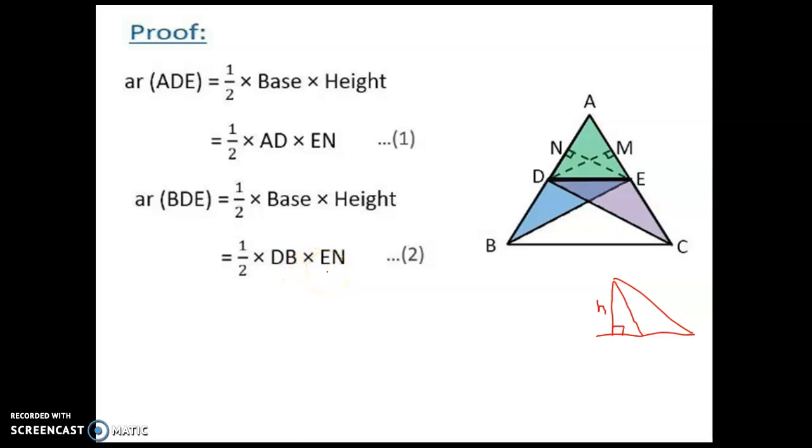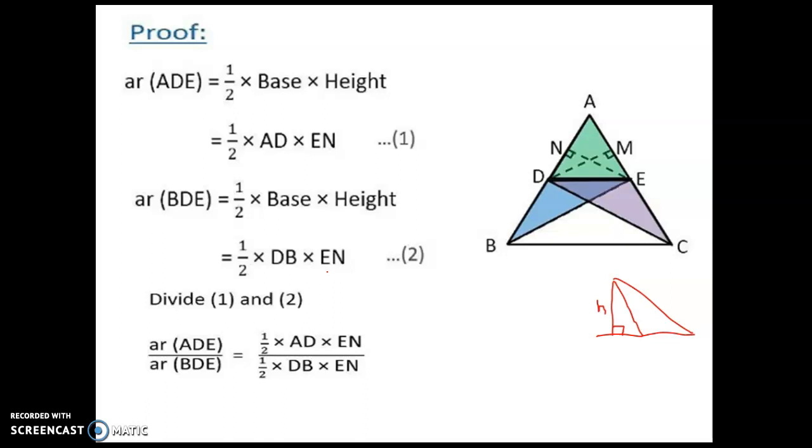Next step is divide 1 by 2. So area of ADE by area of BDE equal to, same, you have to copy as such. Now we can see that we can cancel half here. Half and half will go, then EN and EN will get cancelled. So we will be left with AD by DB. This we are marking as A or 1, however you want you can mark.